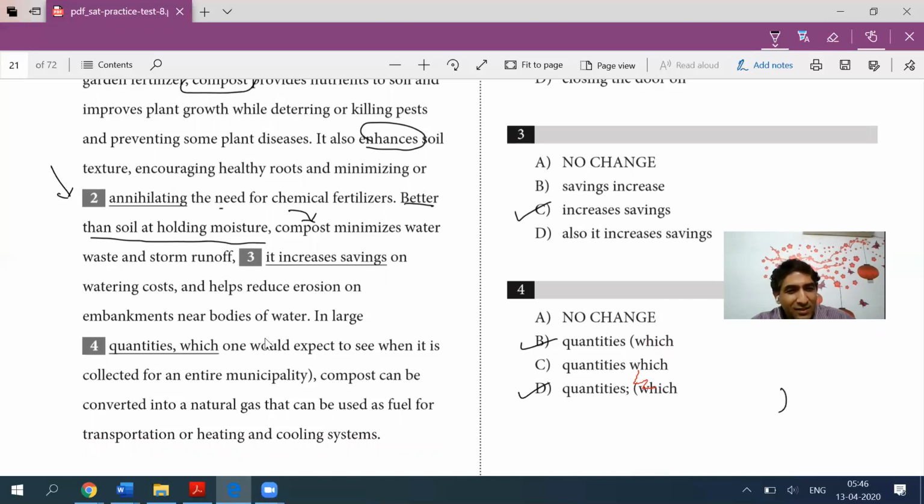In large quantities, this is not a complete sentence. So for a semicolon, the rule is that you should have two complete sentences to be separated. So this does not make sense. The answer is B. Let me just read it to reconfirm. In large quantities, I'll put a comma here and then start a bracket, which one would expect to see when it is collected for an entire municipality, and the bracket closes. Compost can be converted into natural gas that can be used as fuel for transportation or heating and cooling systems. So this makes sense. I'll go with B.